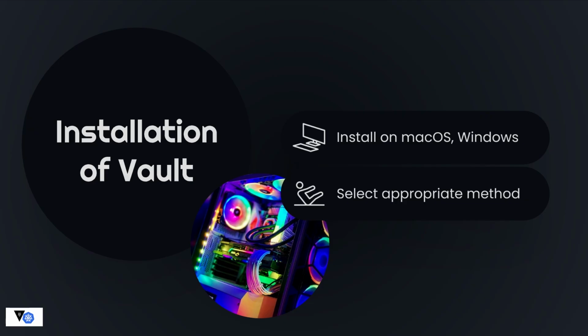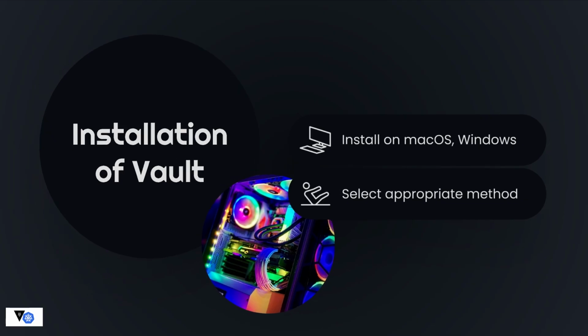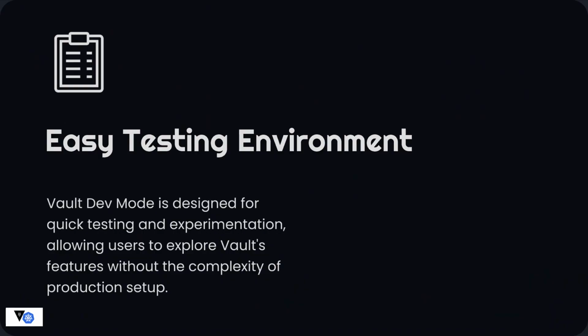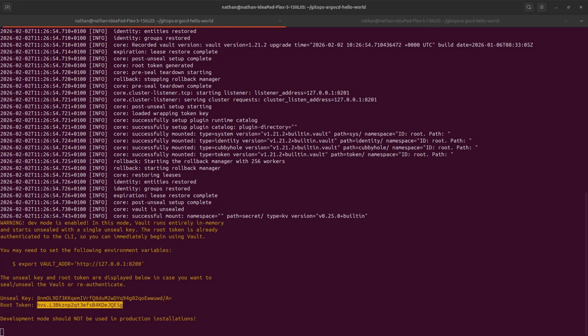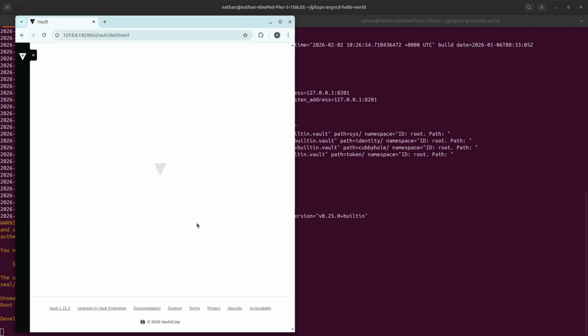Vault provides a mode that can help you try it. The dev server mode is very simple. In a few seconds, you have a Vault dev mode you can test. By default, Vault is exposed on port 8200, and Vault dev comes already unsealed and initialized. You can use it right away. You have a root token and an unseal key. So if we try to access with our token, we are in.